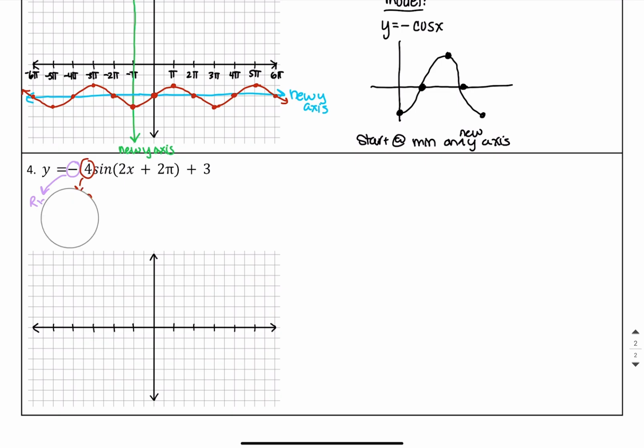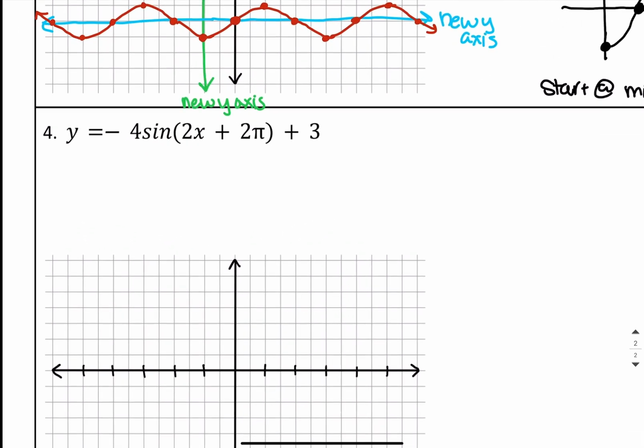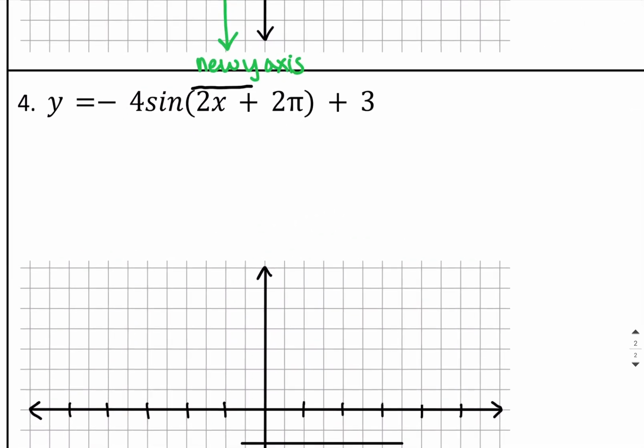Oh, actually, I'm going to rewrite this equation because it's not in the template that I need it to be in. The way the inside of sine is written, it's not showing me what my horizontal transformation is going to be immediately.